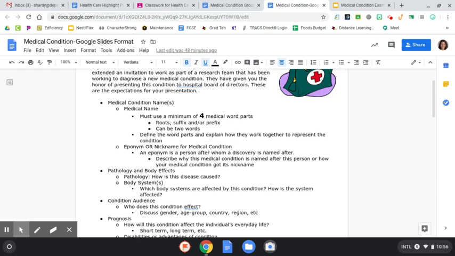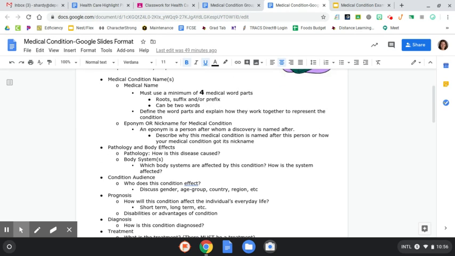So you're going to have the technical medical name, the technical terminology, and then you're going to come up with a nickname or an eponym name. Okay, and again, I'll show you all an example. Once you've done that, this is all really just you being creative, and you're really just going to build the backstory of this condition.